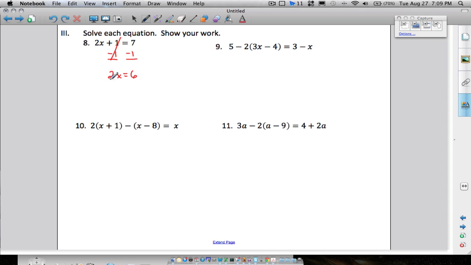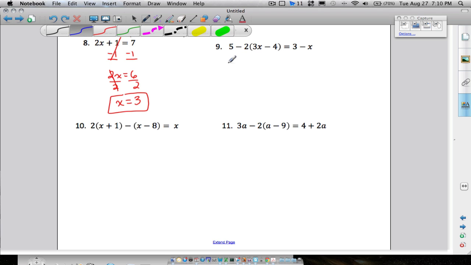Now to get rid of the 2, to get x by itself, we divide by 2 on both sides. Therefore, we get x is equal to 3. And that's your final answer there. And again here, just to remind you, those 2's do cancel out because 2 divided by 2 is an understood 1 with the x, and then 6 divided by 2 is 3. So just reviewing some basic equation skills right there, a two-step equation.